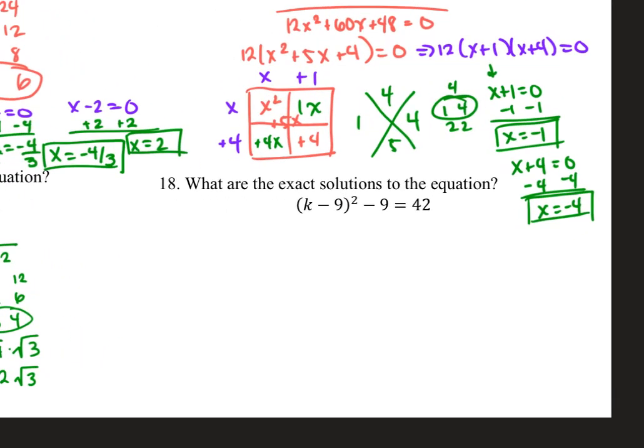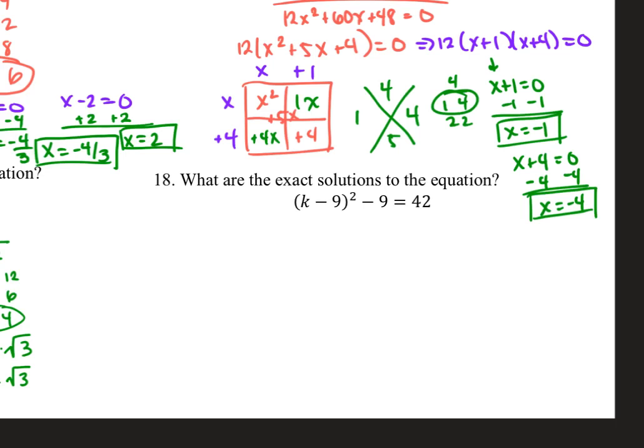All right, for the last problem, number 18, it says, what are the exact solutions to the equation? So this one I have a binomial squared. So remember, we're going to isolate our binomial. We're going to solve by taking square roots. So we're going to add 9 to both sides first. So I have k minus 9 squared. 42 plus 9 is 51. And then we're going to take the square root.